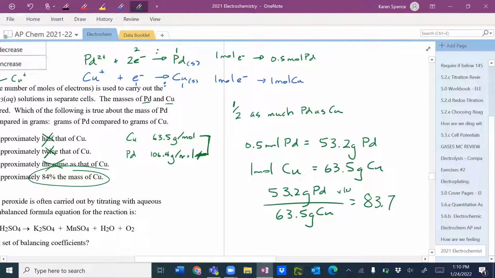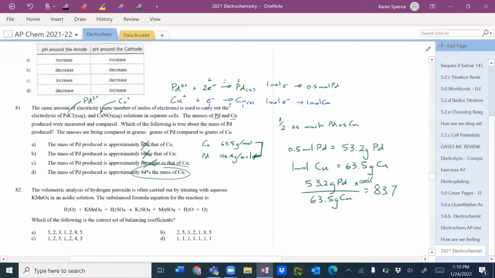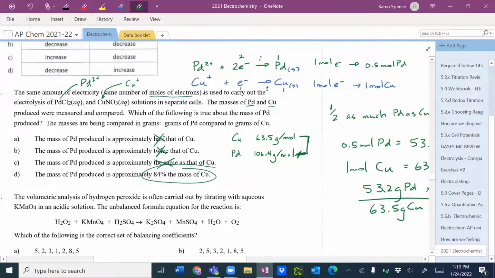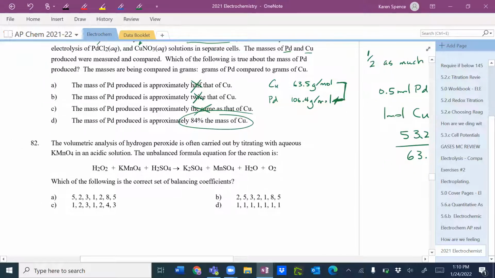I multiplied by 100 and I didn't write it down, but that's okay. It's a multiple choice. Okie dokie. So whenever you're given things with moles of electrons, you're going to be writing half reactions so that your electrons are there. And if they don't give you a number of moles, you can just make one up because it's the same amount. You could set everything to 200 moles of electrons, 3 moles of electrons, but I like 1 or 2 because those are nice small numbers to work with. All right, that was number 81.